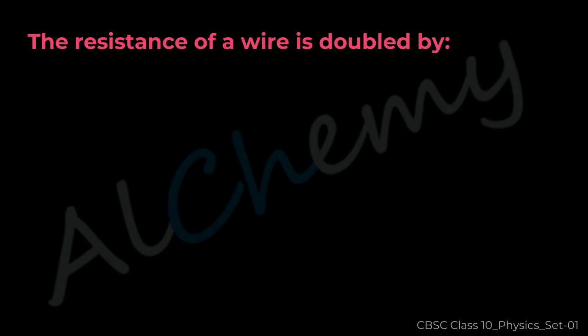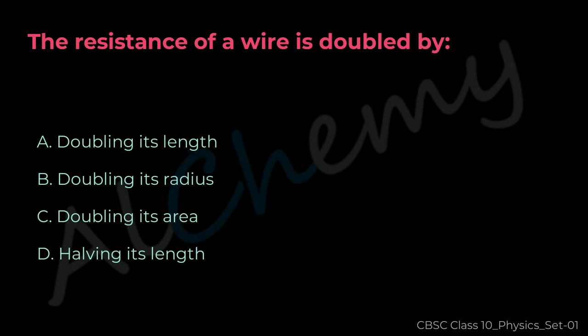The correct answer is D. Solar energy. Question 43. The resistance of a wire is doubled by A. Doubling its length. B. Doubling its radius. C. Doubling its area. D. Halving its length.